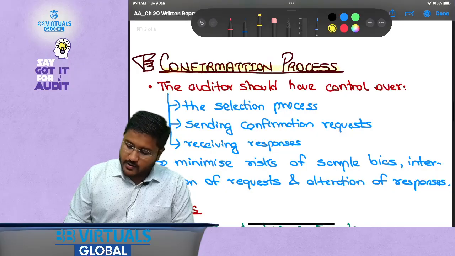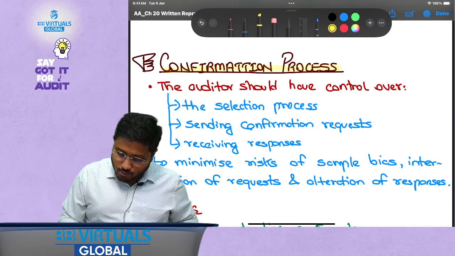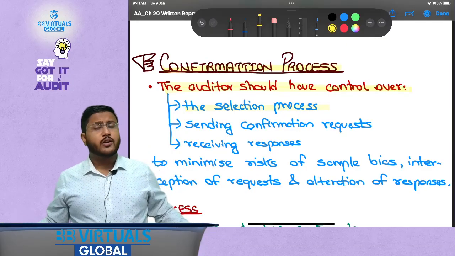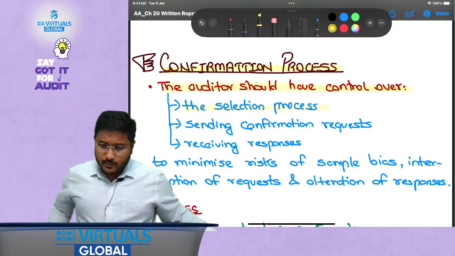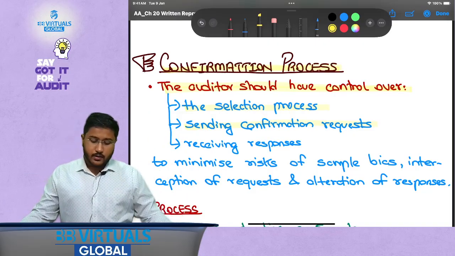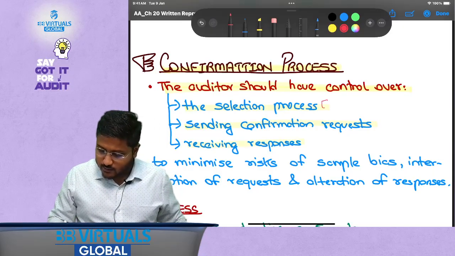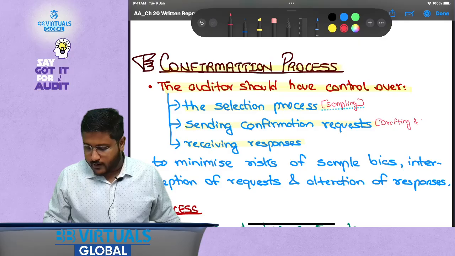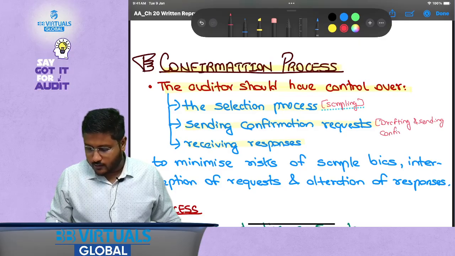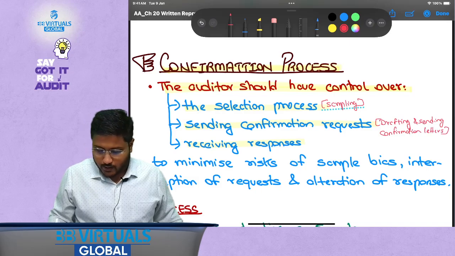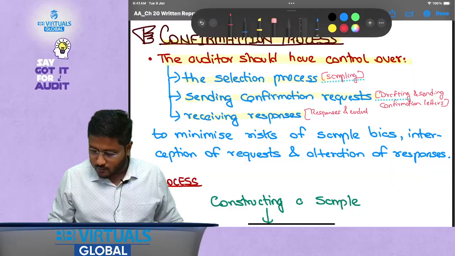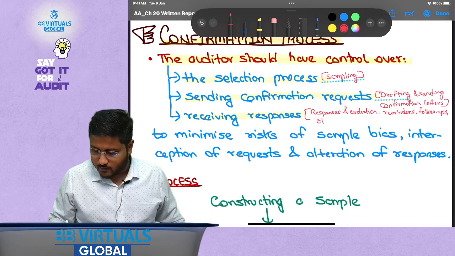Now let's talk about the confirmation process that we have already discussed. Let's have a quick reading of it. The auditor should have control over the selection process, sending the confirmation request and receiving responses. When I say selection, this is sampling. When I say sending the confirmation request, this is drafting and sending confirmation letters. Then receiving responses, that is responses and evaluation, reminders, follow-ups, etc. I hope this is clear.